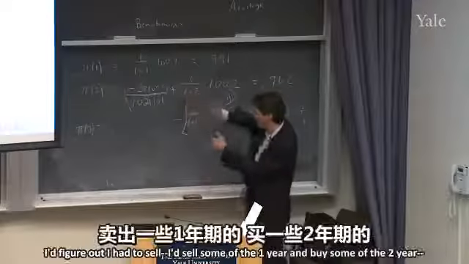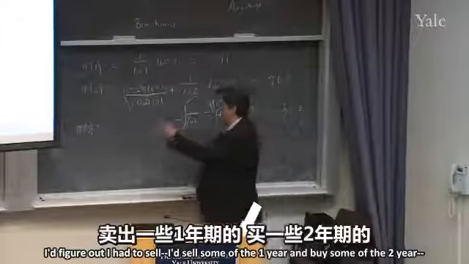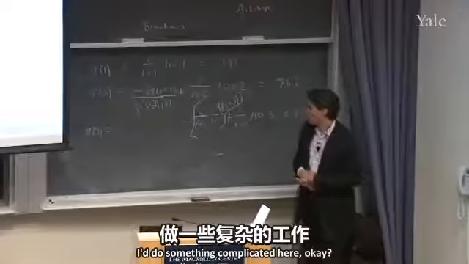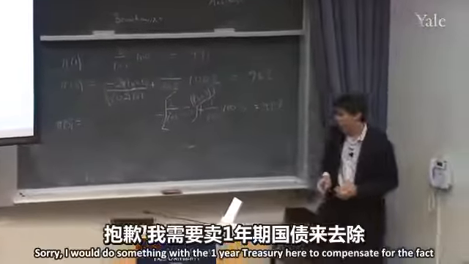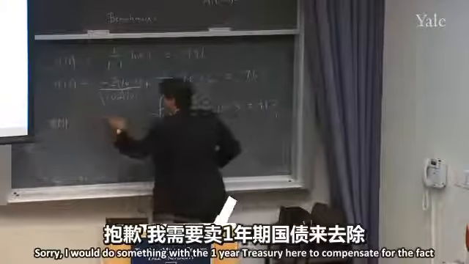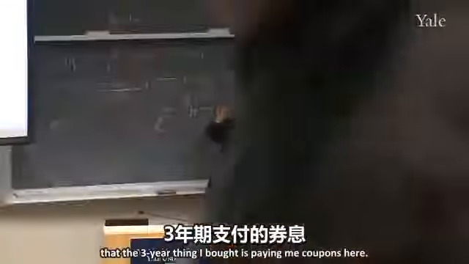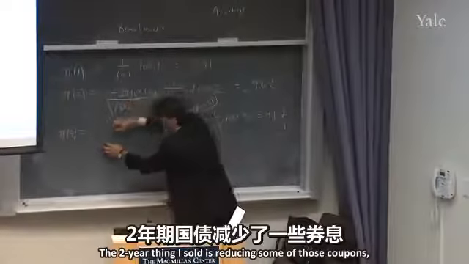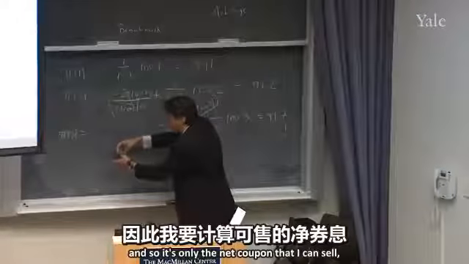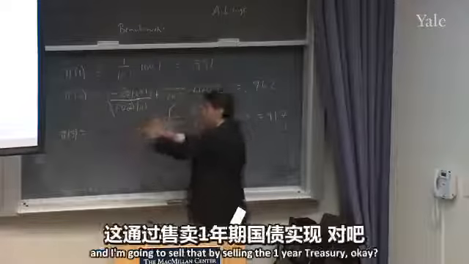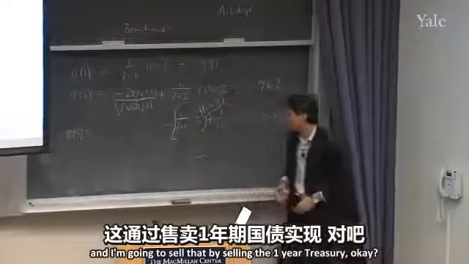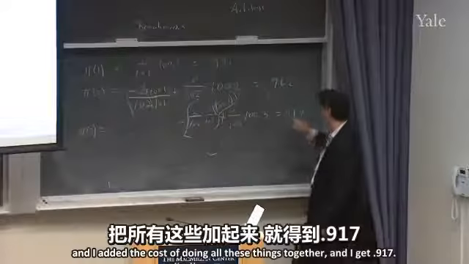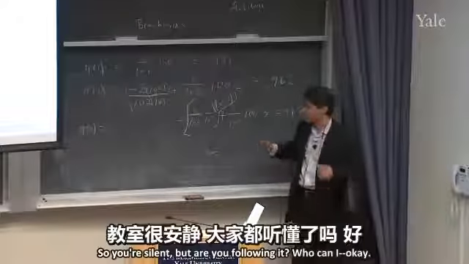I'd figure out I had to sell some of the 1-year and buy back some of the 2-year. I'd do something complicated here. Sorry, I would do something with the 1-year treasury here to compensate for the fact that the 3-year thing I bought is paying me coupons. The 2-year thing I sold is reducing some of those coupons, and so it's only the net coupon that I can sell, and I'm going to sell that by selling the 1-year treasury. So that's how I would get the number there, and I added the cost of doing all of these things together, and I get 0.917.